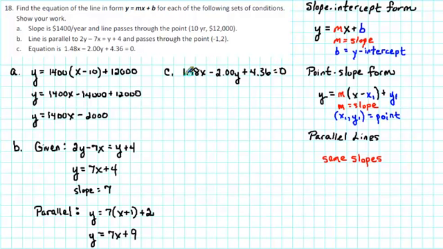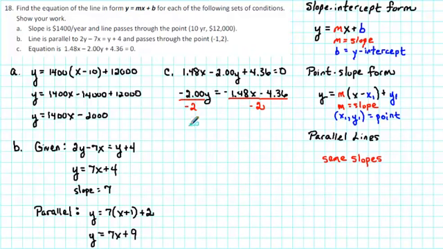So let's go ahead and take away 1.48x and 4.36 from both sides, and that will give us negative 2.00y is equal to negative 1.48x minus 4.36. And then in order to get y by itself, we'll need to divide each side of the equation by negative 2. So we're going to divide each part by negative 2.